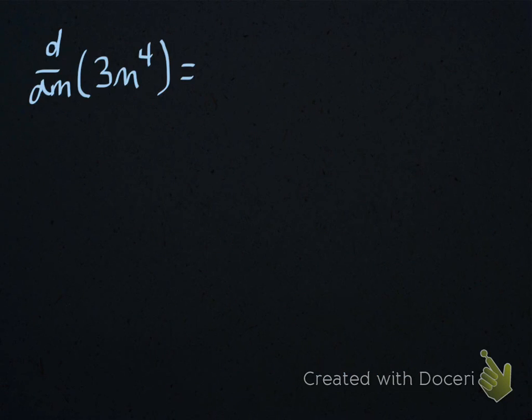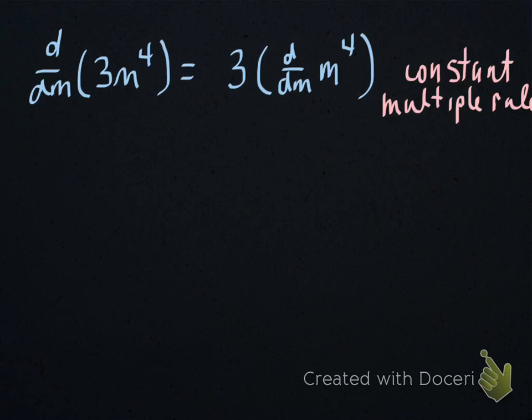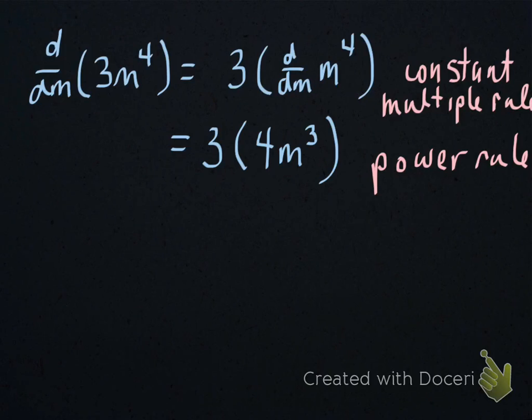Next example. Let's take the derivative with respect to m of 3m to the fourth. First thing I need to do is bring that constant out in front of the differentiation. I can do that via the constant multiple rule. So I have 3 times the derivative with respect to m of m to the fourth. Now to take that derivative, I use the power rule again. So that's 4m cubed, and that 3 is coming along for the ride. I simplify, I get 12m cubed.